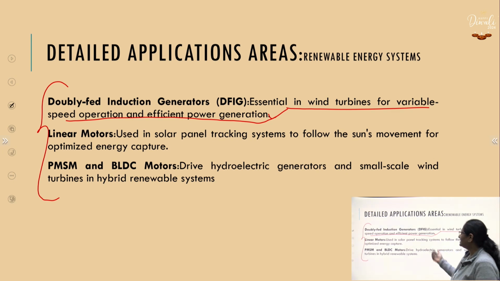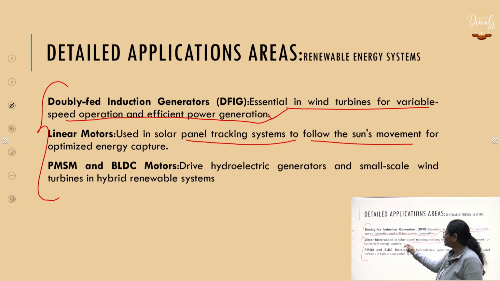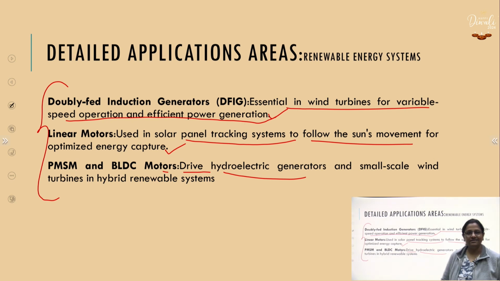Linear motors are used in solar panel tracking systems to follow the sun's movement to capture the optimized energy, for maximum power point tracking basically. Then we are having permanent magnet synchronous machines and BLDC motors. They drive hydroelectric generators and small scale wind turbines in hybrid renewable energy systems.